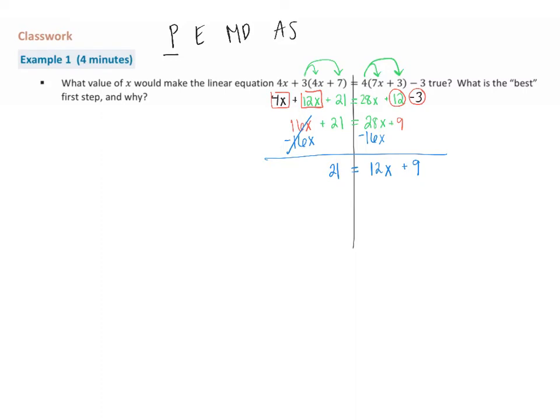The next thing I'm going to do is take this 9 and move it to the other side. I'm trying to get my x by itself. When I do this, it cancels over here, I'm left with 12x's. On the left side, 21 take away 9, I believe it's going to be 12.